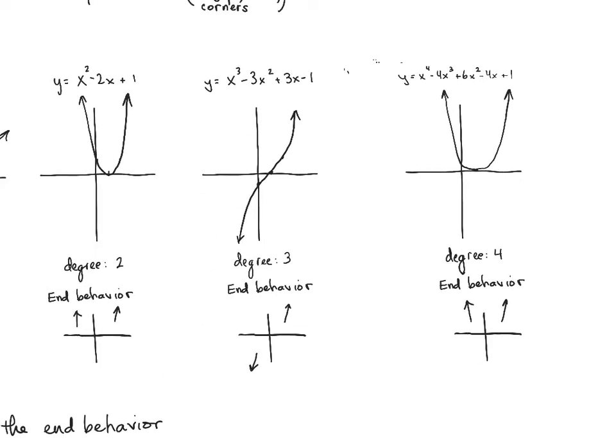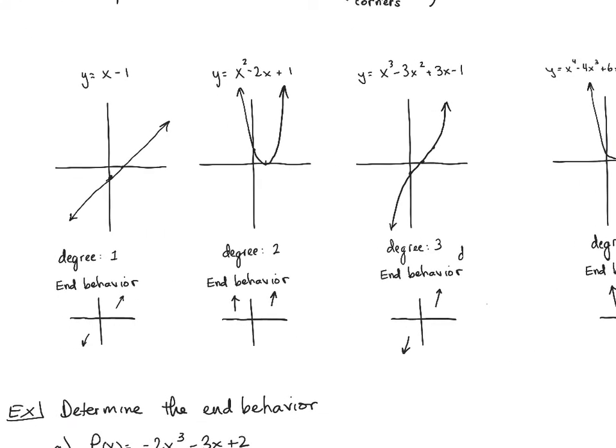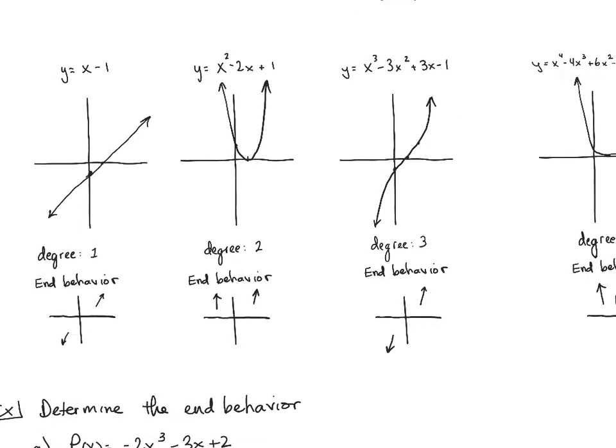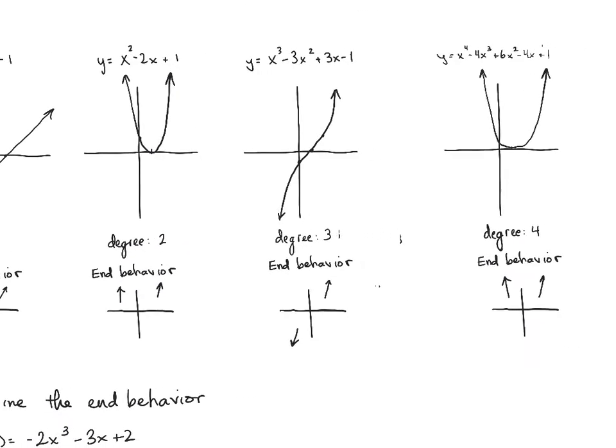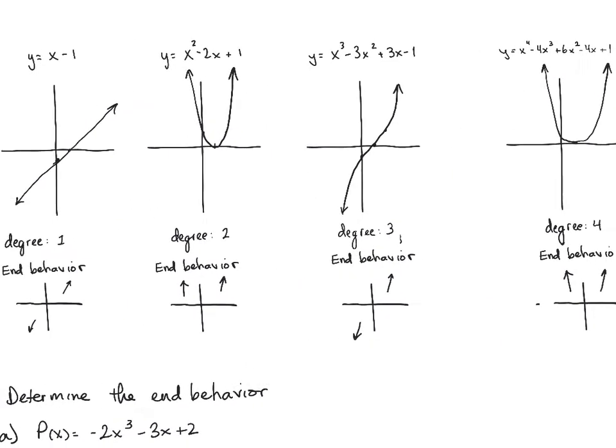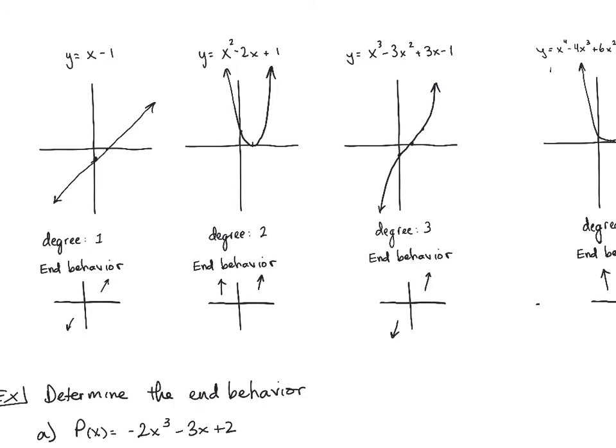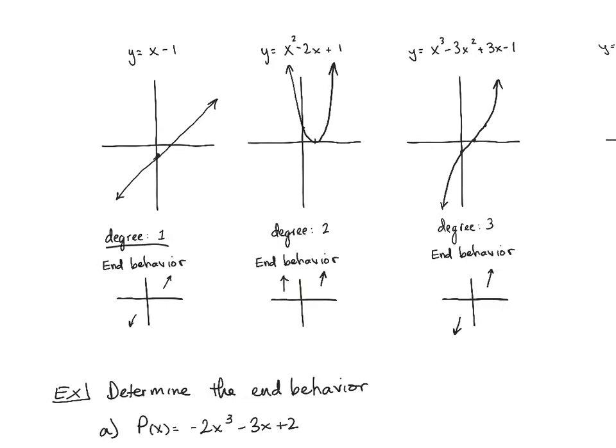What I'm trying to get at here is recognizing a pattern. If we look at the degree of the polynomial and then the end behavior of the left and right side, hopefully you can see a pattern. It has to do with whether the degree of the polynomial is even or odd. A degree 1 or a degree 3 are both odd degree. The graphs look a little different, but in terms of end behavior, they have similar end behaviors.